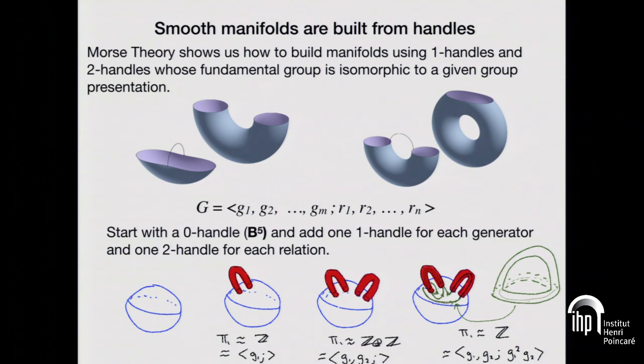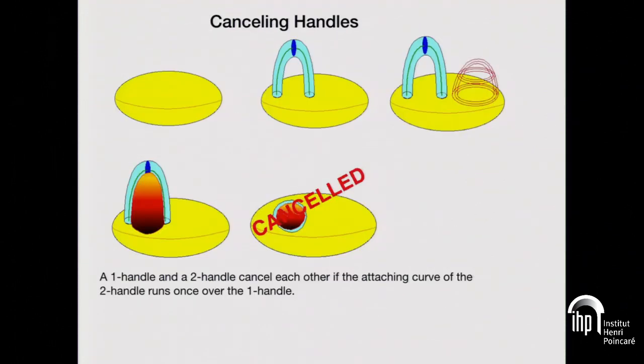And when you use Van Kampen's theorem or something similar to figure out what the fundamental group becomes, you'll see that you've killed off G1 squared times G2. So that becomes a relation. And this group becomes isomorphic to the integers. So we can do something similar with any group if we have enough room to glue these curves onto the previous construction without creating any intersections. So five dimensions is plenty enough to do that.